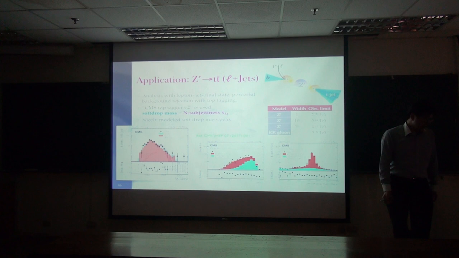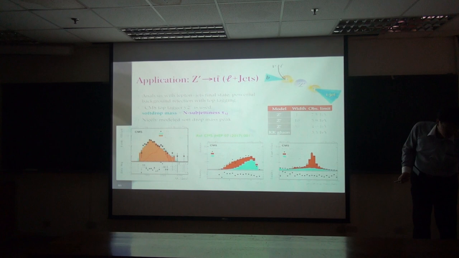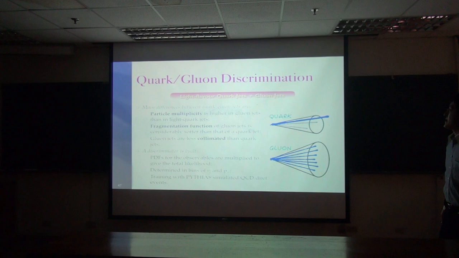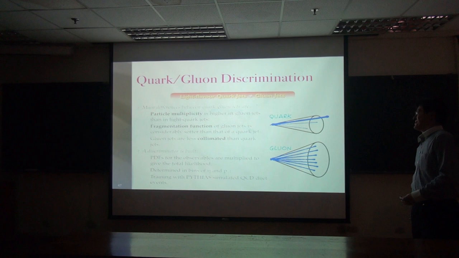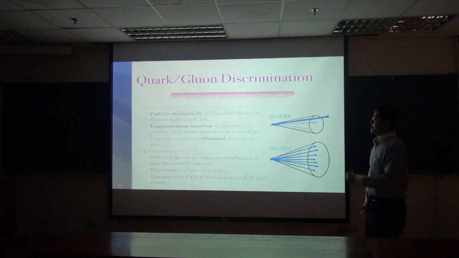So I think I still have a little bit of time, so let me come to my last topic of the day. It's on quark-gluon separation. How do we do this? I'm not sure everybody knows, but in fact, it's very difficult to separate quark and gluon. They all look the same. They all interact with QCD, right? So it's definitely hard to see using the collider. But there's still some way to do it, depending on their properties.